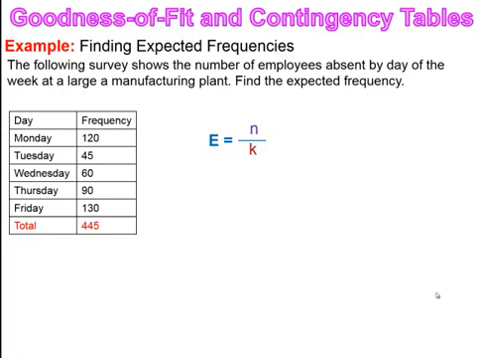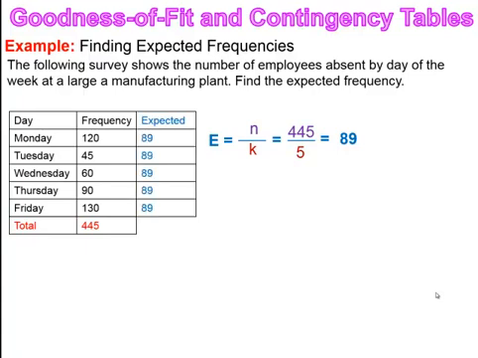You're going to take that total and divide it by the number of categories. In this case, the number of categories is the days of the week, and it's 5 days. So you'll take your total, divide it by 5, and you'll get the expected frequency for each day, which would be 89. So for each day, we would expect that the frequency of absences for employees would be 89.